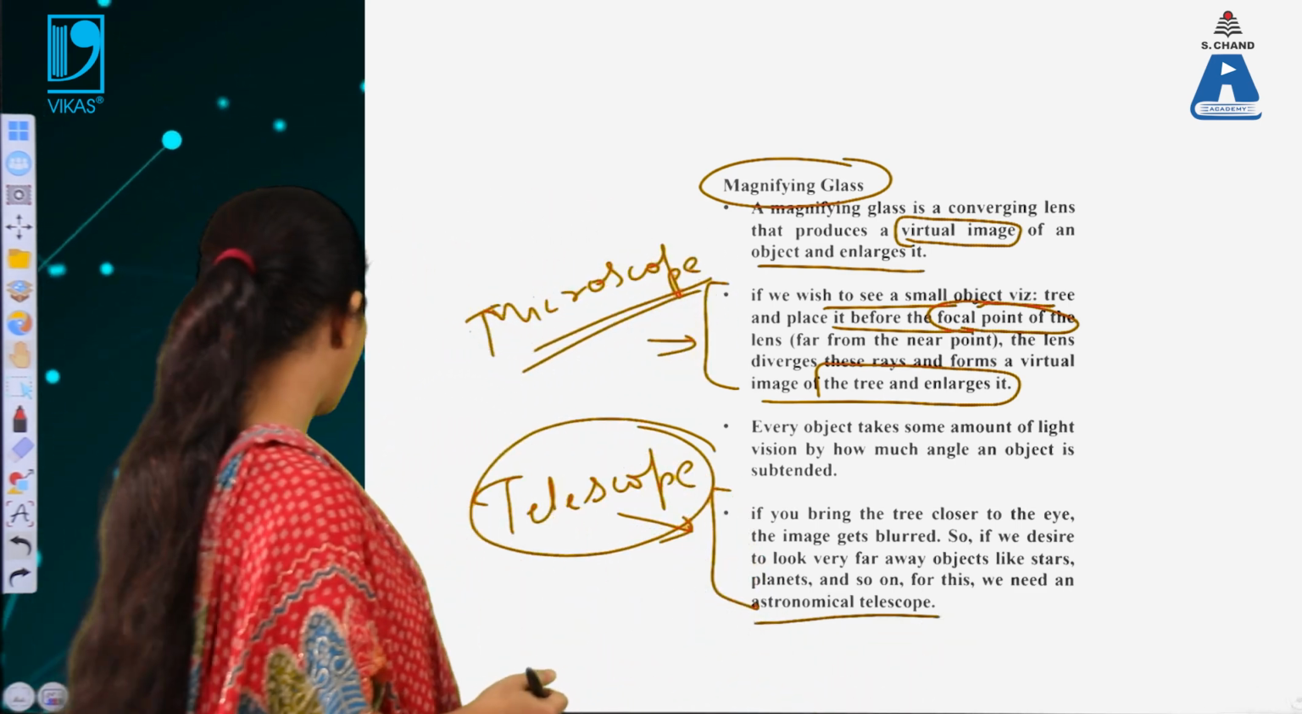So these are the magnifying glasses. In order to conclude the lecture in one line, I can say that optical instruments are used in order to see the images of the objects within the given range.